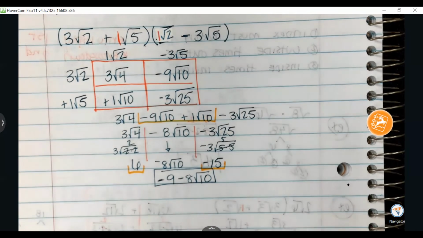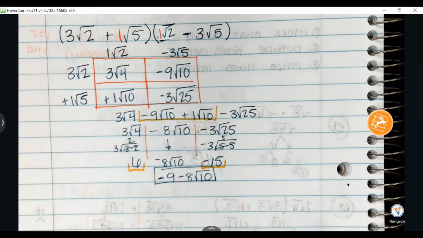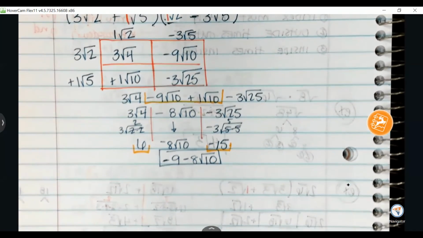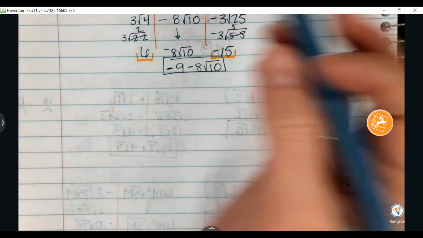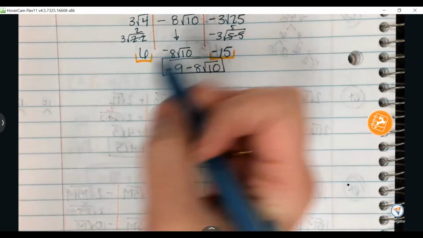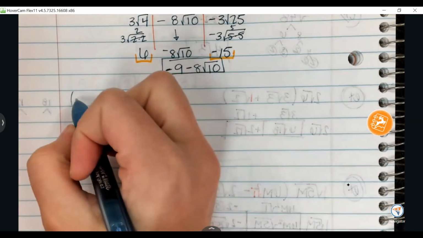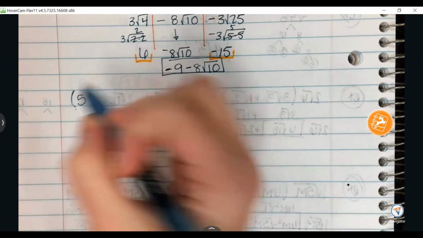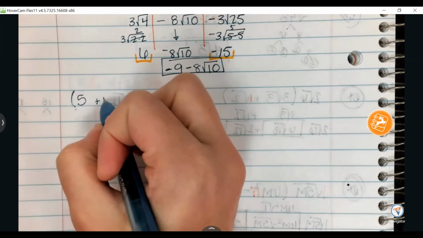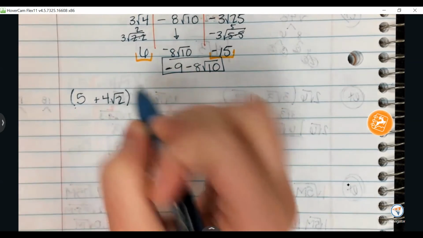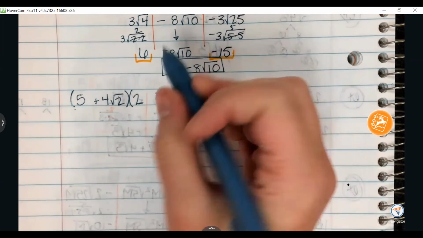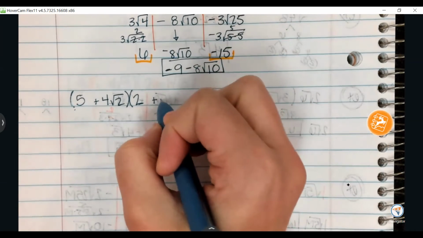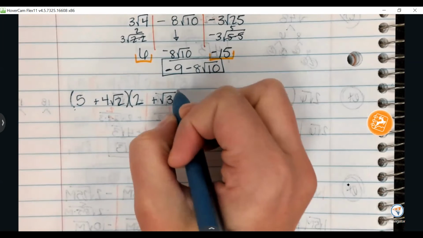Okay. Let's go do one more that's similar to it. All right, so let's try to see if I can write it correctly this time. So now I have parentheses 5 plus 4 square roots of 2, parentheses 2 plus square root 3.